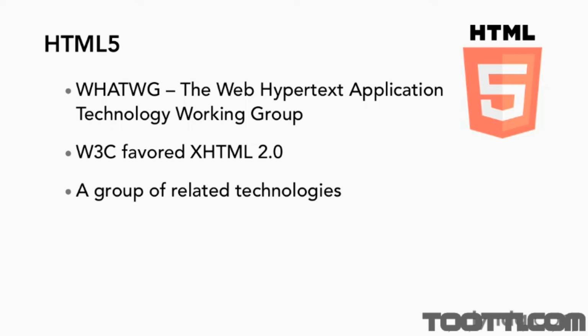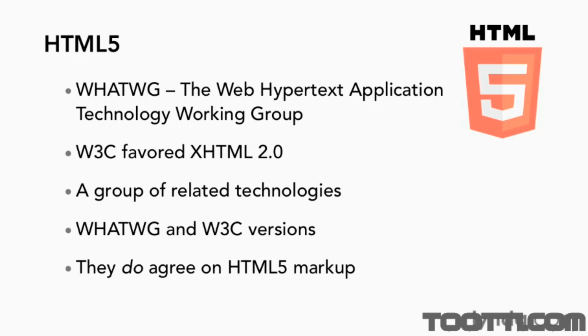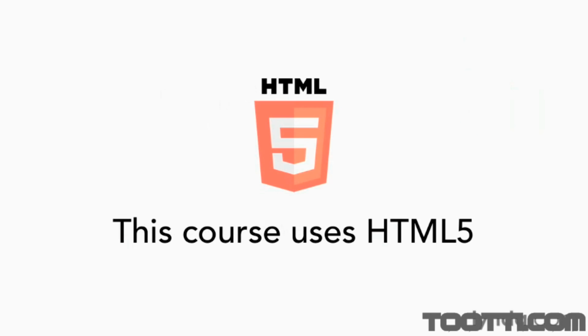HTML5 is actually a group of related technologies of which HTML is just one part. These technologies include a number of DOM, or Document Object Model interfaces, that are typically accessed with JavaScript, including web workers, geolocation, drag and drop, offline storage, and much, much more. The WHATWG and W3C versions of the full HTML specification do not always agree and do not even have the same list of technologies included. But they do agree on the HTML markup, and that's the part of the specification that we're concerned with in this course. This course covers HTML5.